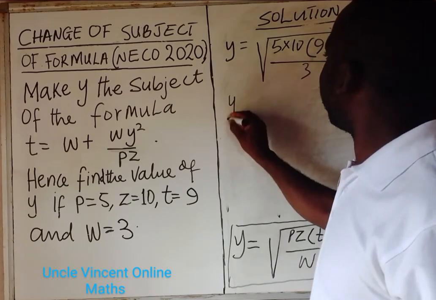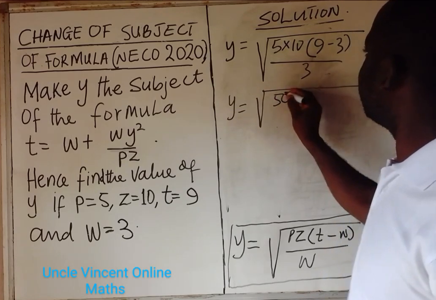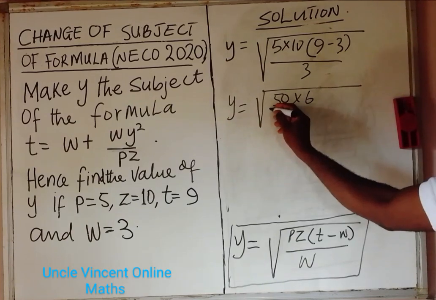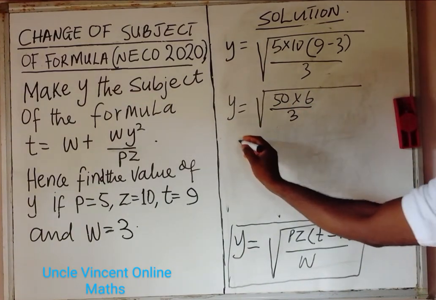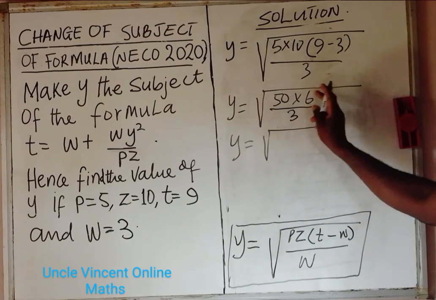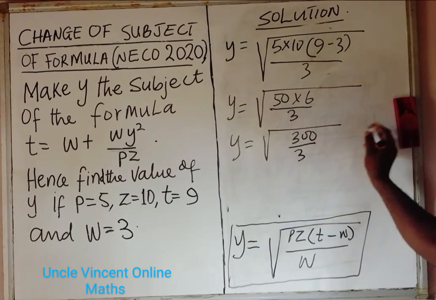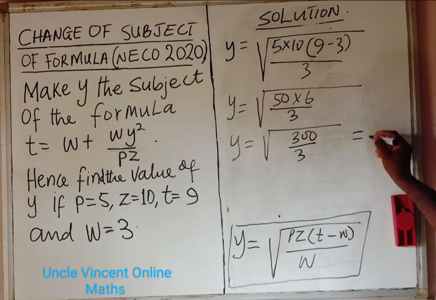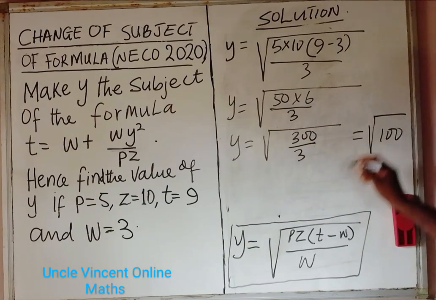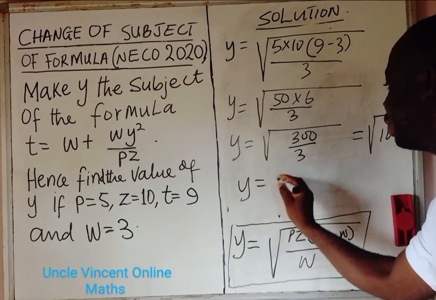So you have y to be equal to square root of 5 times 10 is 50. 9 minus 3 is 6, so this is 5 times 6 all over 3. Then y will be equal to 50 times 6 is 300 over 3. And this will be equal to square root of 300 over 3 is 100. So square root of 100 is 10. So y is equal to 10.